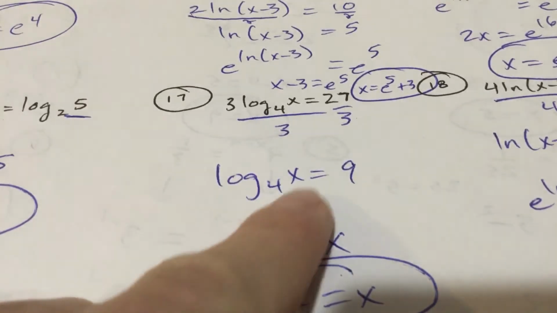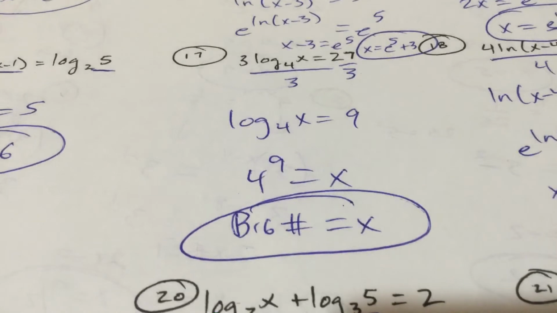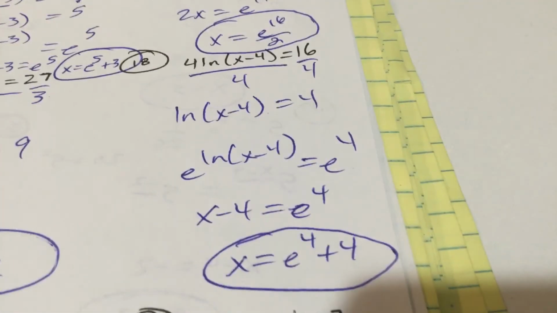You have log base 4 of x equals 9. It means 4 to the 9th equals x. And that's a big number. Huge number. All right. Divide both sides on 18 by 4.